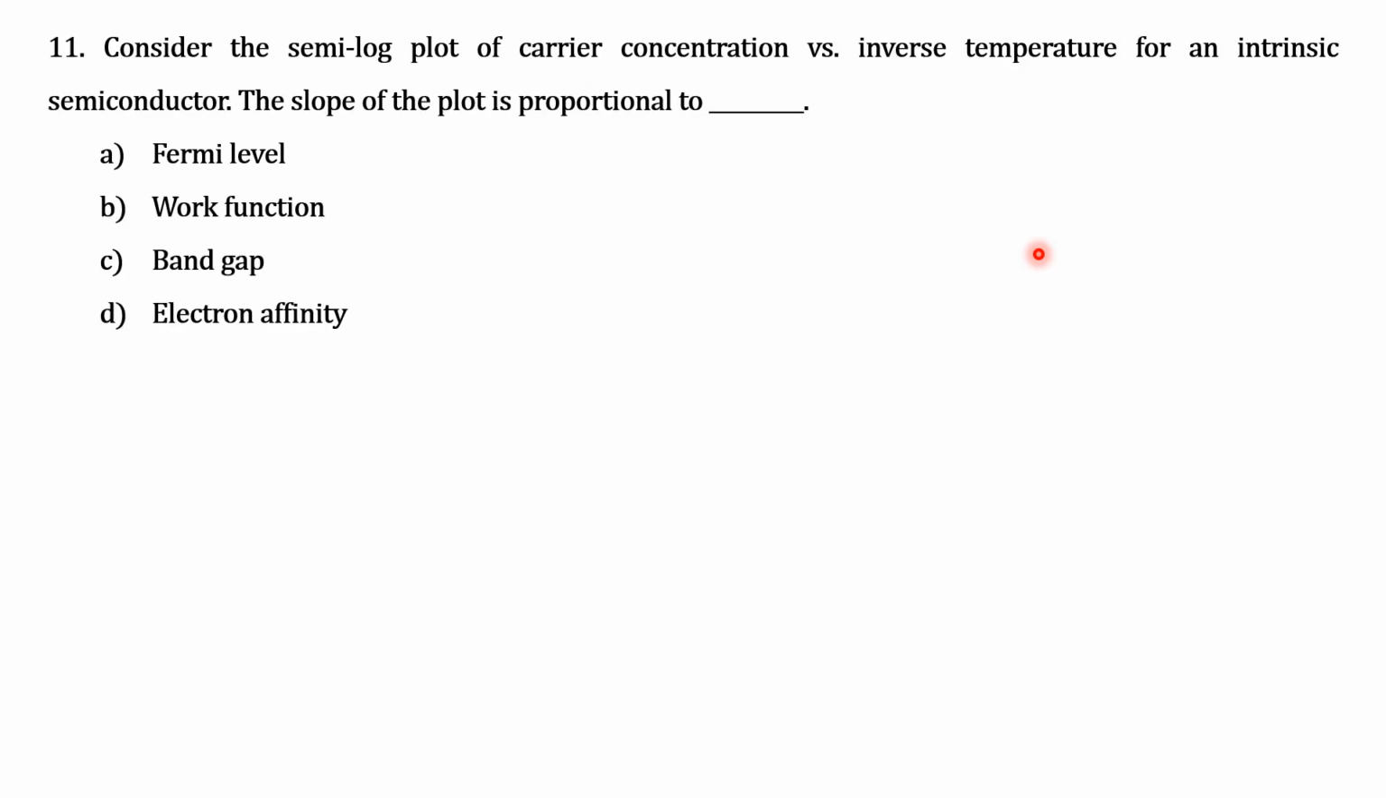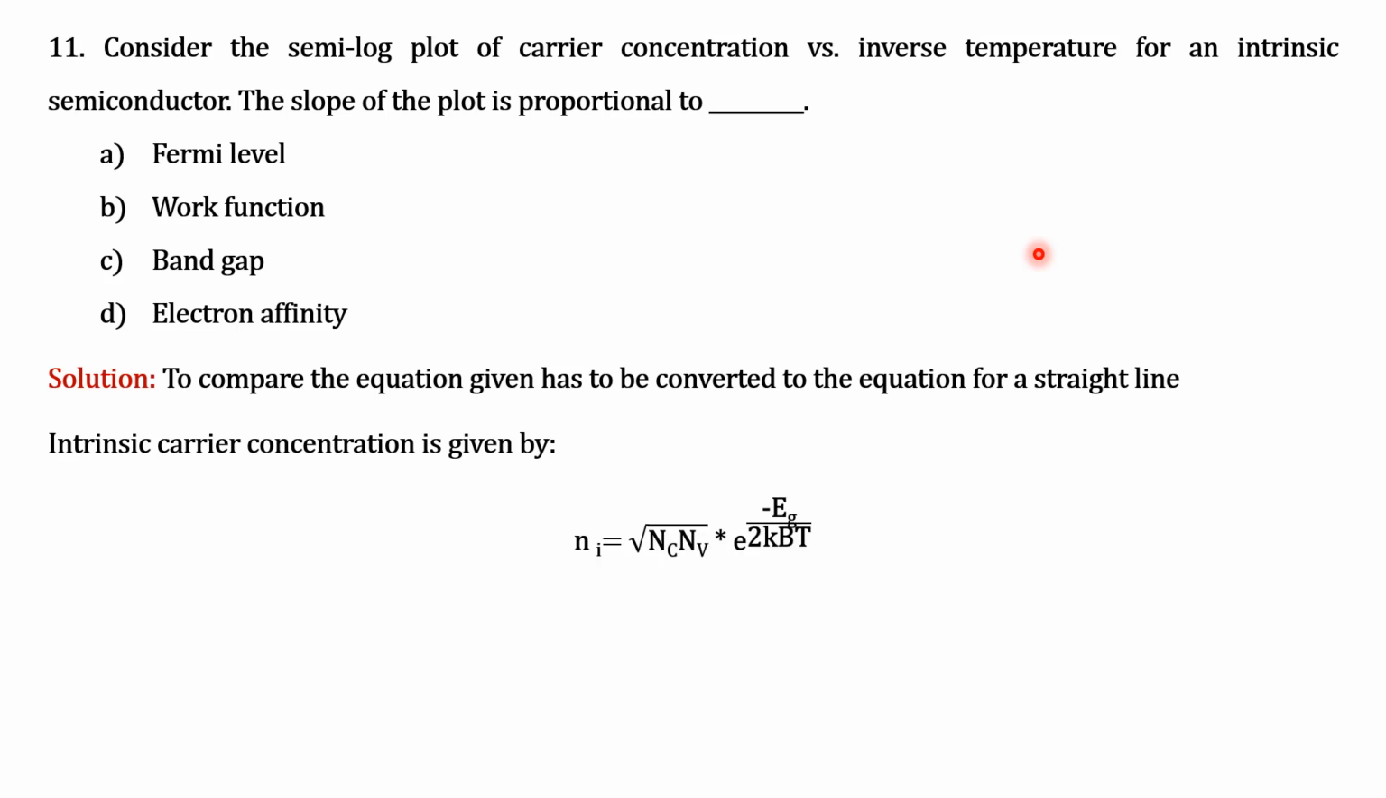So next is, consider the semi-log plot of carrier concentration versus inverse temperature for an intrinsic semiconductor, and the slope of the plot is proportional to what? So basically the semi-log plot of carrier concentration versus inverse temperature for an intrinsic semiconductor is being asked here. So how do we calculate that? We know that the intrinsic carrier concentration is given by the equation root of Nc Nv e power minus Eg by 2 kB T.